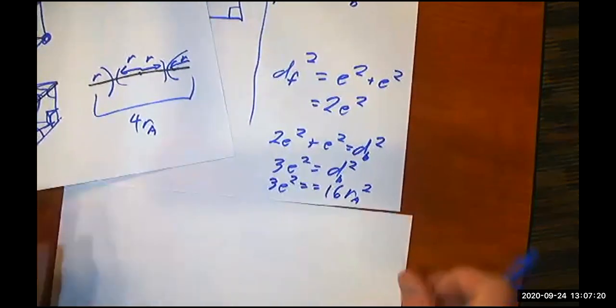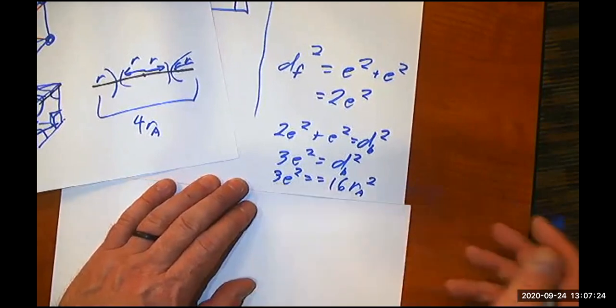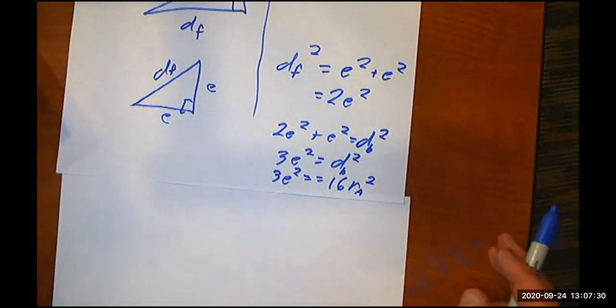Now, so we can find E in terms of RA or RA in terms of E. We can go either way we need to go with that just by taking the square root and moving either the 3 or the 16 to the other side.